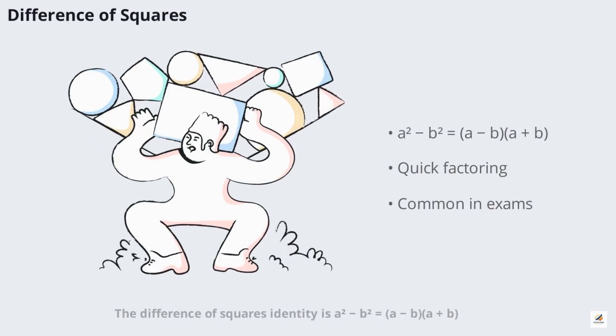The difference of squares identity is a² − b² equals (a − b)(a + b). This formula helps you factor expressions and solve equations quickly. It's a favorite shortcut in algebra and appears frequently in exams.